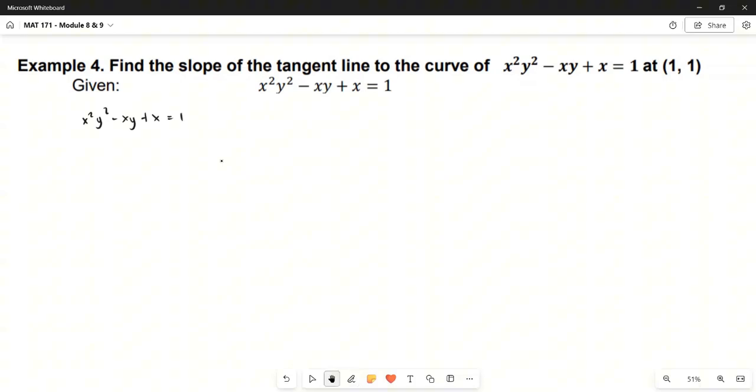So kahit hindi nyo naman na-graph yung mga ganitong curve kasi medyo komplikado pa. Ano? O gusto nyo, kung marami kayong time, pwede rin naman. O kaya unless given yung curve, yung graph ng curve, okay lang din.